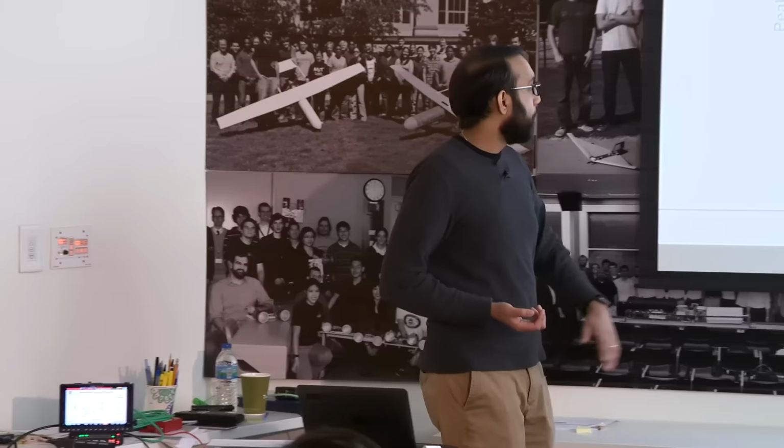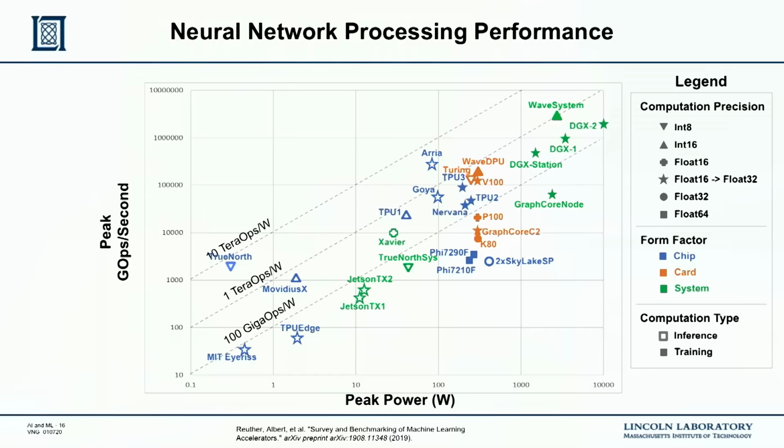So some of the key lines to note here is that there seems to be a lot of existing systems on this 100 giga operations per watt line over here, this dashed line. Some of the newer offerings maybe fit into the 1 teraop per watt, and some of the research chips like IBM's TrueNorth or Intel's Loihi fall into just a bit under the 10 tera operations per watt line that we see there.